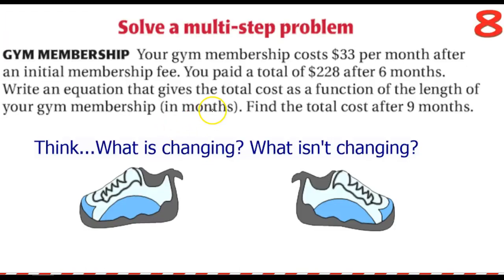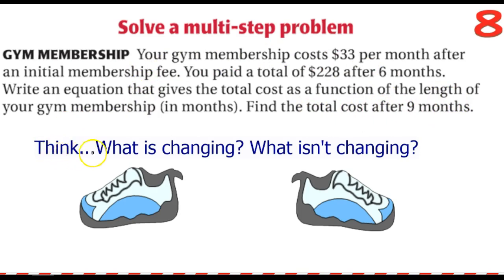Alright, last problem. We're going to solve this multi-step problem. It says, your gym membership costs $33 per month after an initial membership fee. You paid a total of $228 after 6 months. Write an equation that gives the total cost as a function of the length of your gym membership in months. Find the total cost after 9 months.